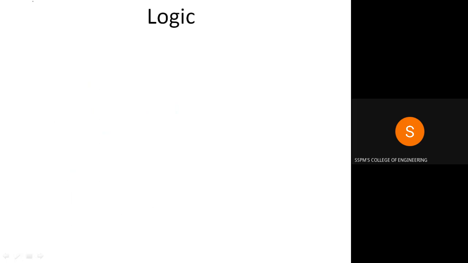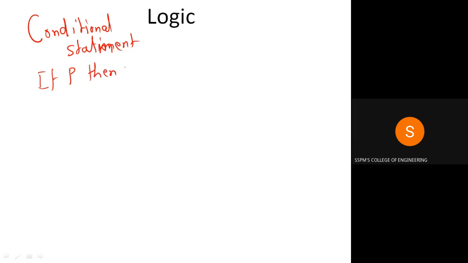Now let us understand the conditional statement. What is a conditional statement? A conditional statement is in the form if P then Q. If P then Q is written as P implies Q. We call this implies.